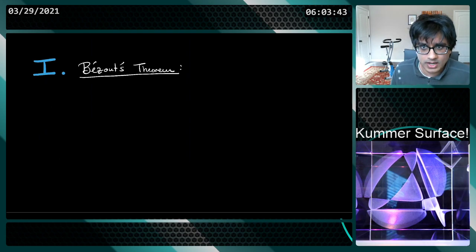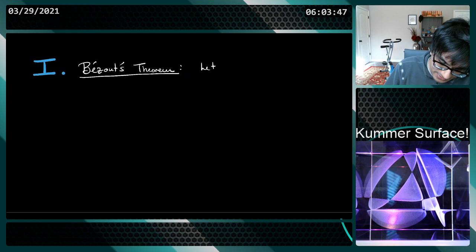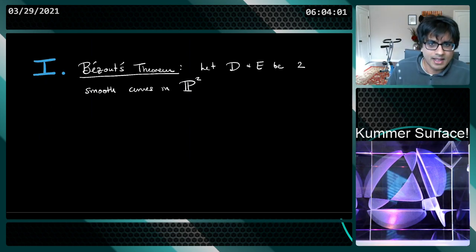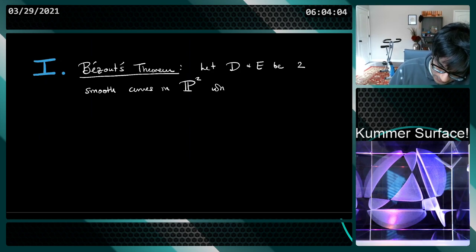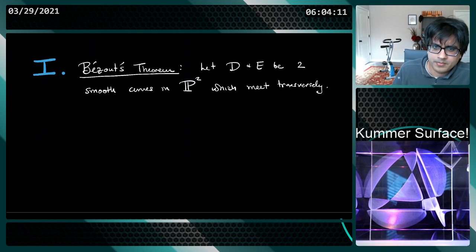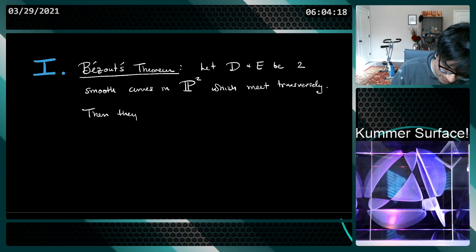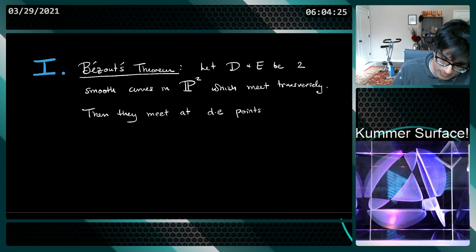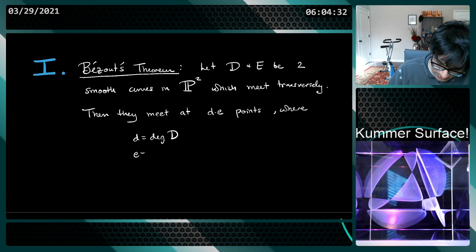Okay, so let D and E be two smooth curves in P2 which meet transversely. Then they meet at D times E points, where D equals the degree of D and E equals the degree of E.